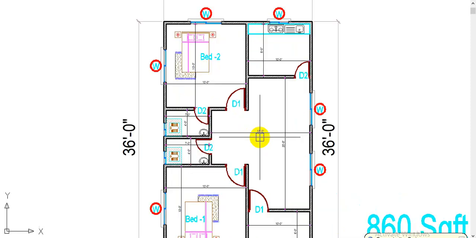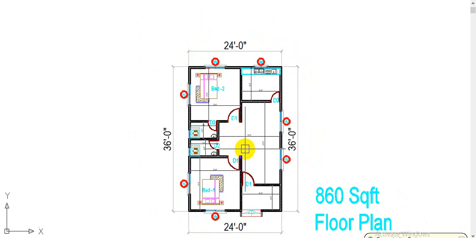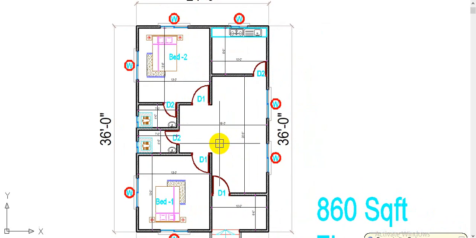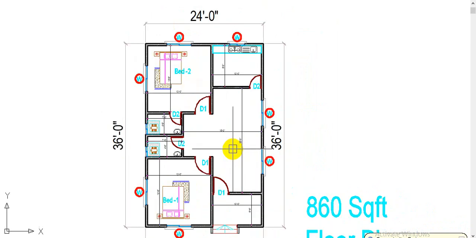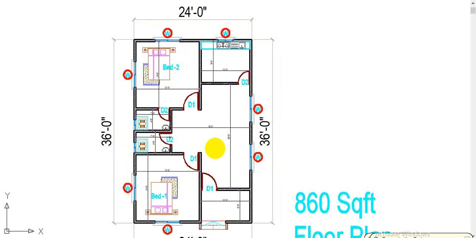So if you like this plan and you want to add a staircase, let us know in the comments and we will try to provide you another plan, so that according to this plan you will get a staircase. This is basically a one story village house design.